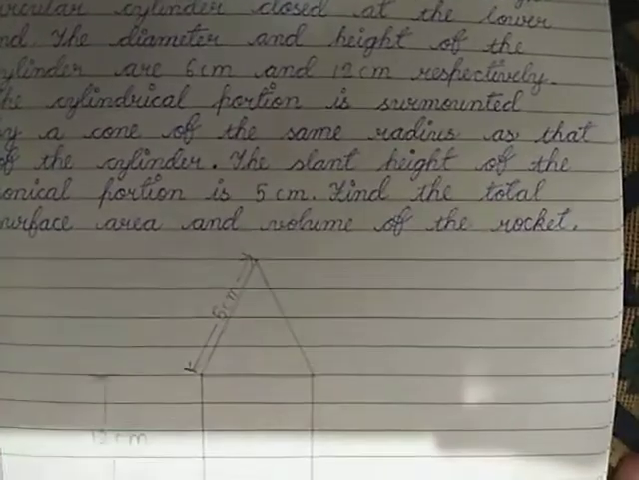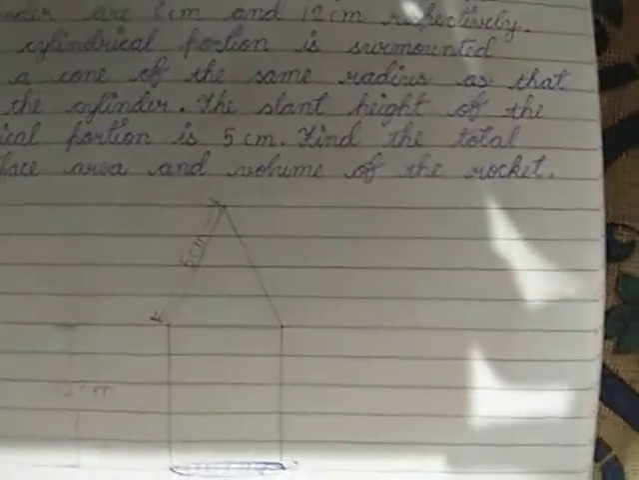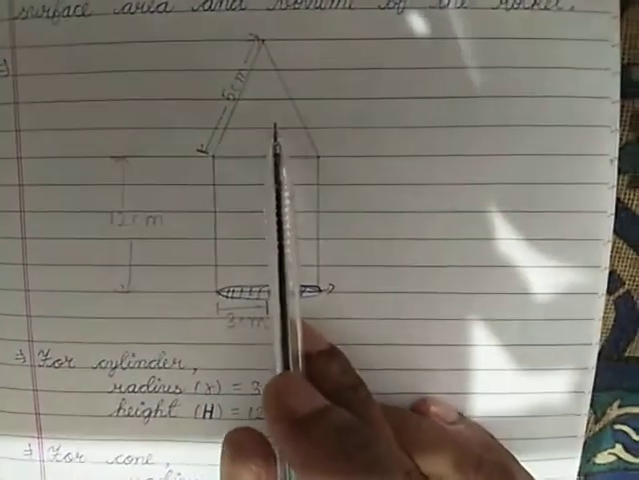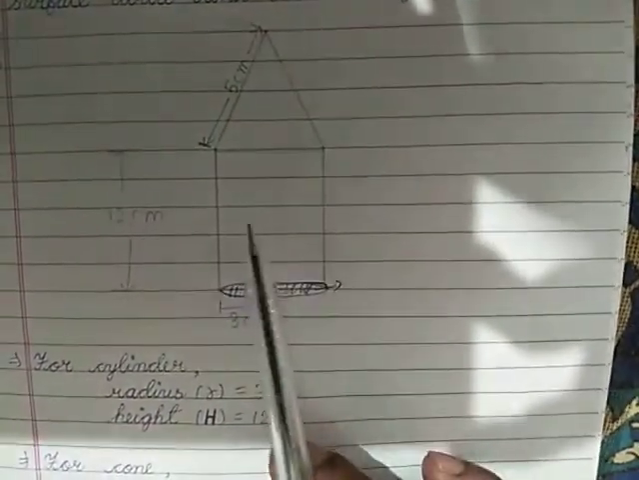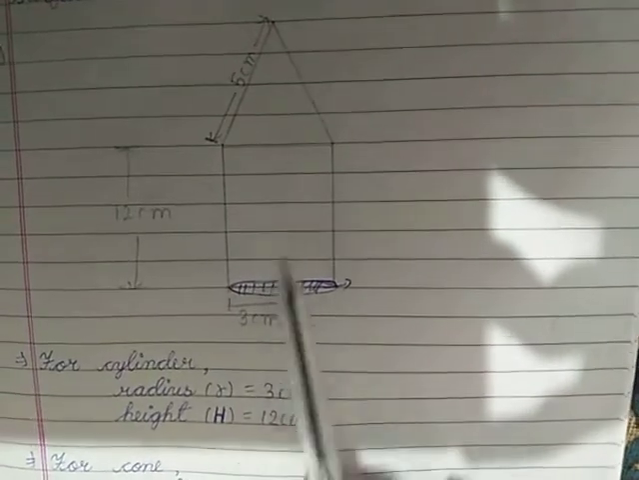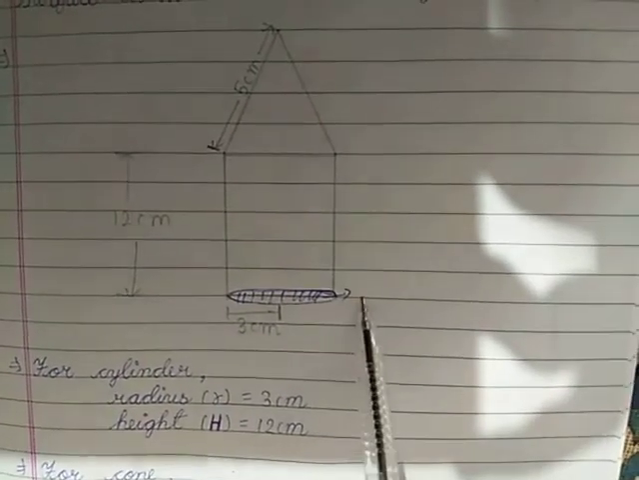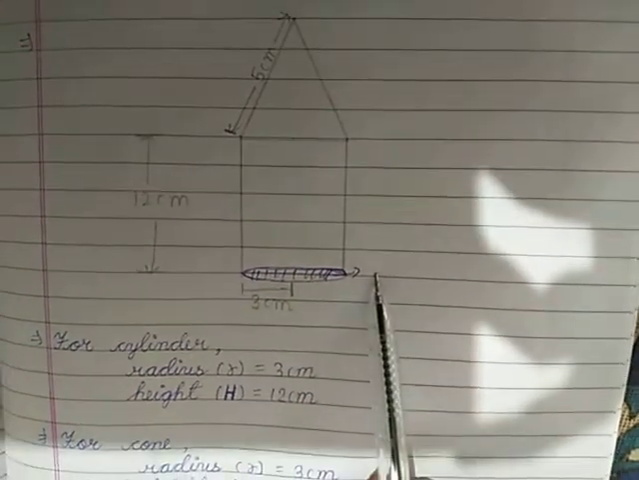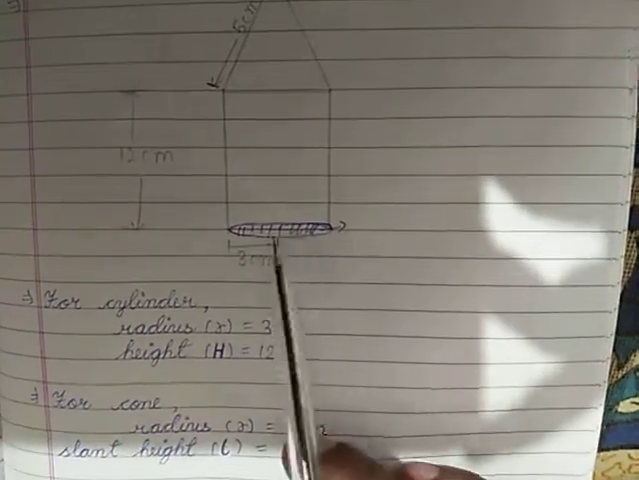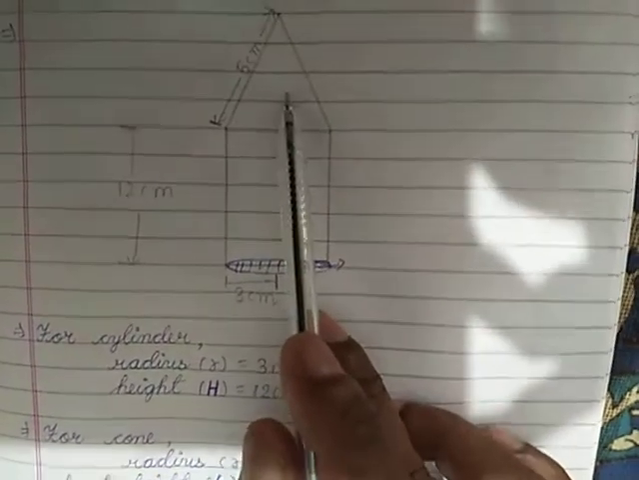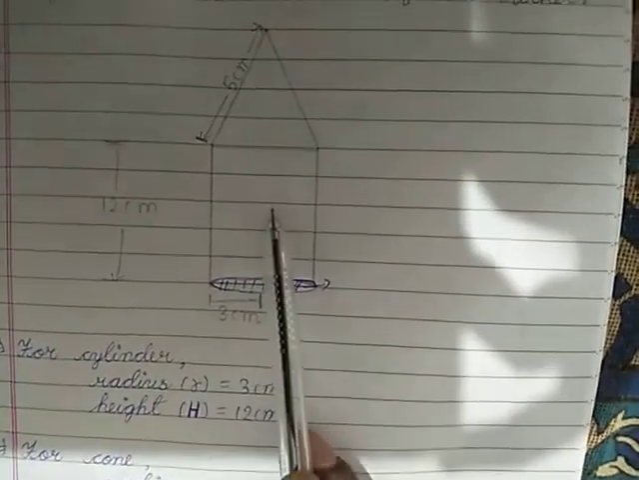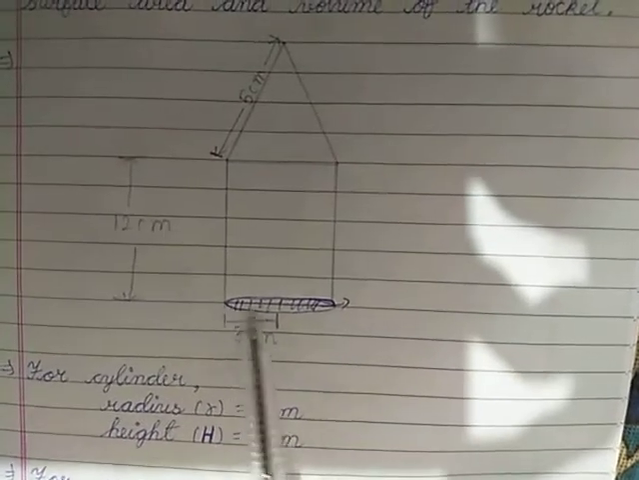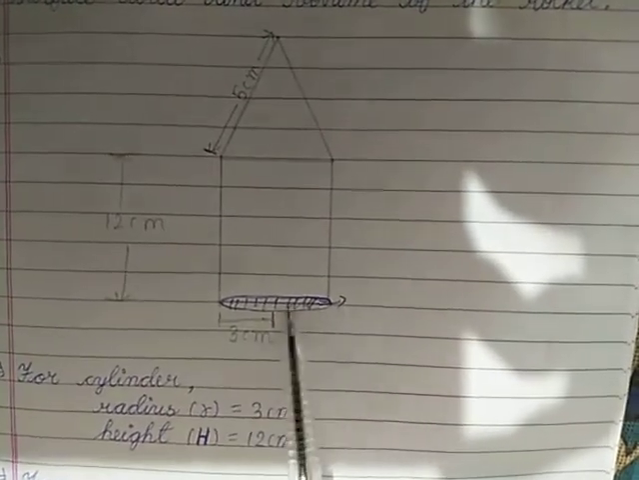Understand? So we have to find the total surface area. Total surface area means it will be the surface area of the cone plus surface area of the cylinder, but since it is closed, it will also include the base of the cylinder, which is pi r square, a circle. So again it will be surface area of the cone, surface area of the cylinder, plus because it is given that it is closed, the area of the base of the cylinder, which is pi r square.